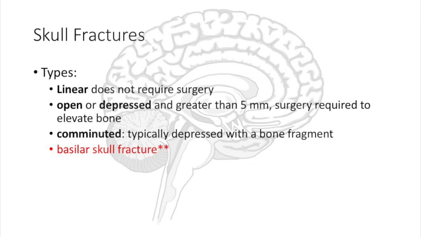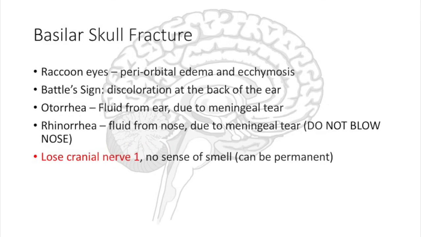With a basilar skull fracture, the patient is typically going to present with raccoon eyes, which is the periorbital edema and ecchymosis. So these patients are going to look like they have darkened areas around their eyes. Battle sign, which is the discoloration in the back of the ear. Otorrhea, which is fluid from the ear due to meningeal tear.